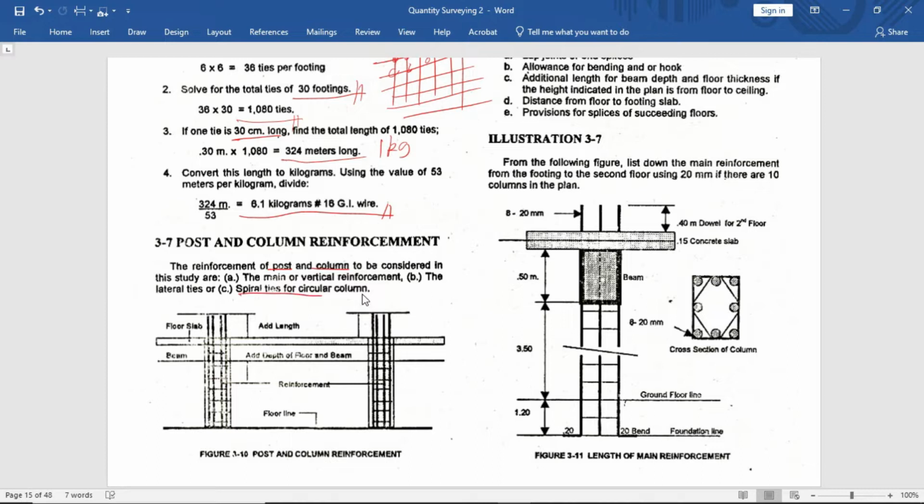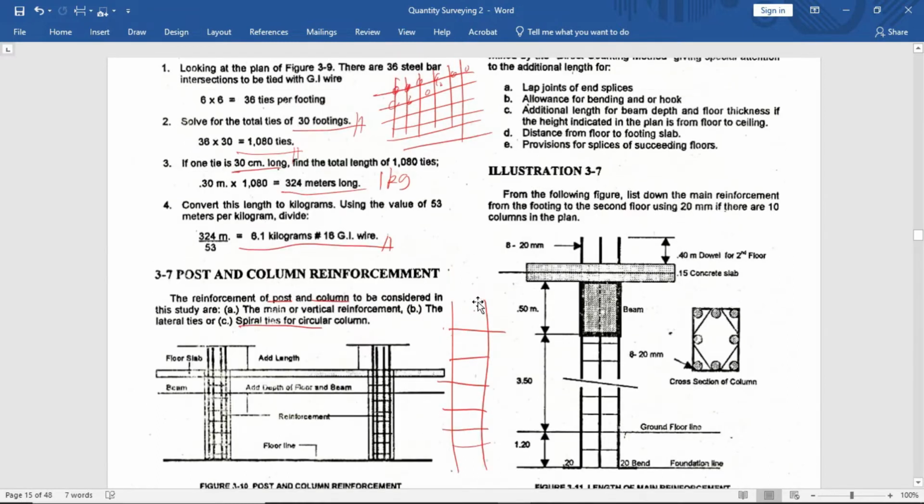Pagdating sa column, yung main or vertical reinforcement natin. Tapos, pag rectangular or square, tinatawag nating lateral ties. Pag circular yung column natin, tinatawag nating spiral ties. So, proceed na tayo sa application.